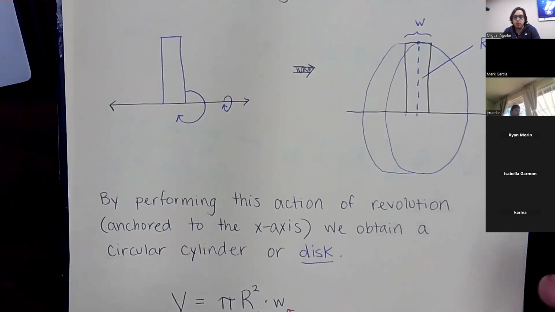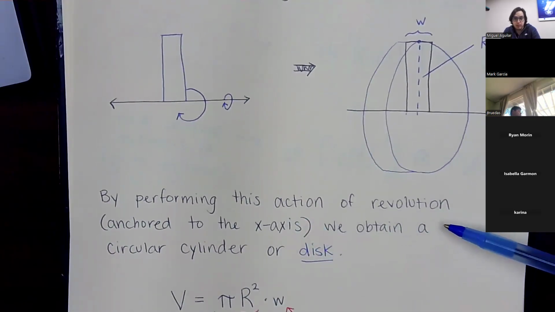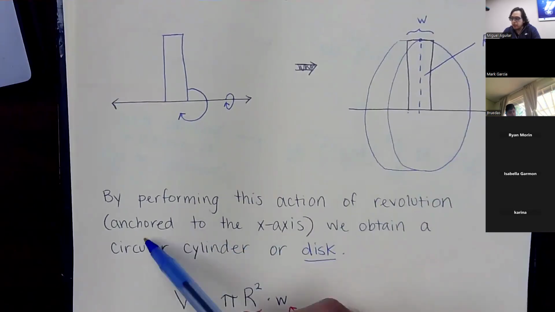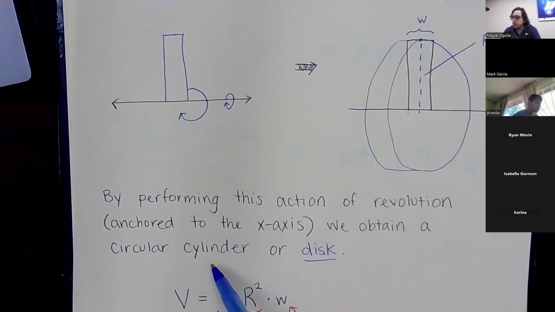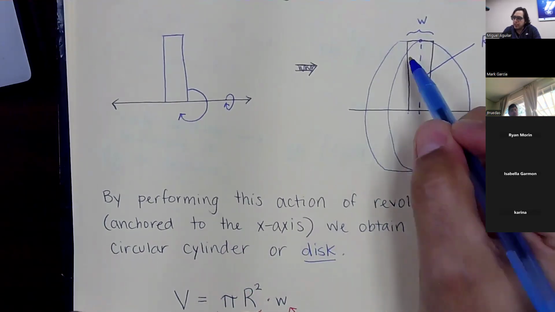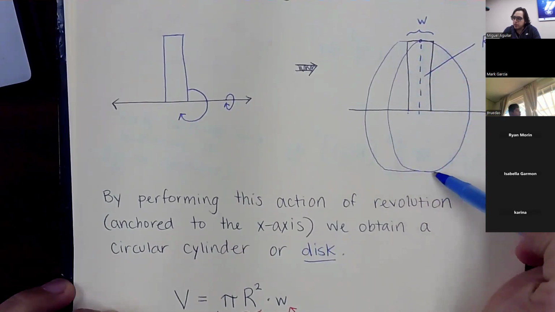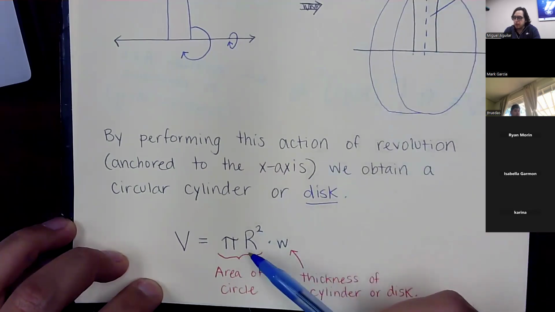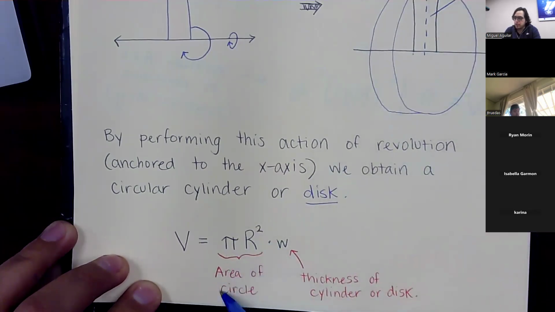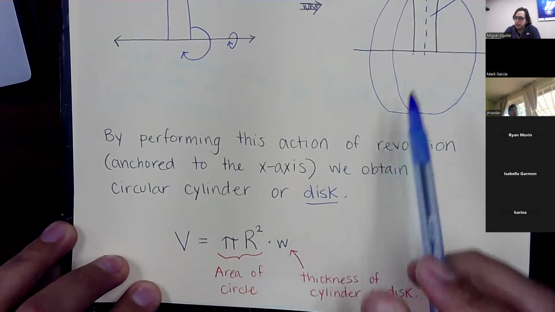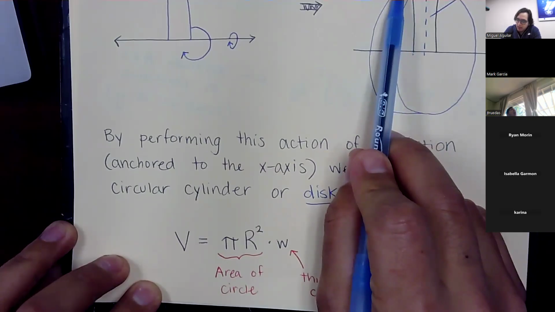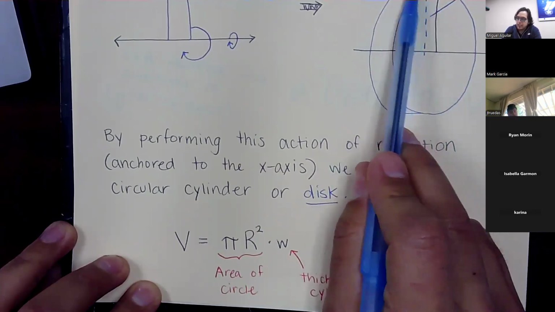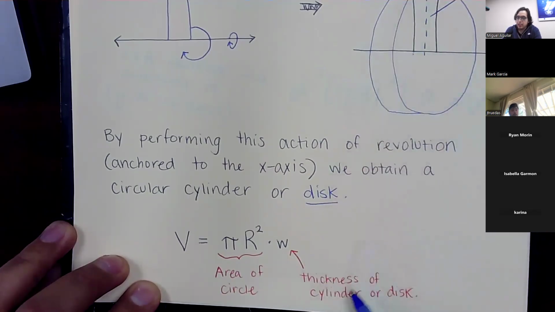Okay, so by performing this action of revolution, that's the way it's described in the book, anchored to the x-axis, we obtain this circular cylinder or this disc. And if you think about how we find the area of this circular face of the cylinder, well, that would just be pi r squared. Pi r squared would represent the area of that circular face. And then if we want to think about the thickness or the length of the cylinder, we would just multiply it by whatever that distance is, or that width, or that thickness.